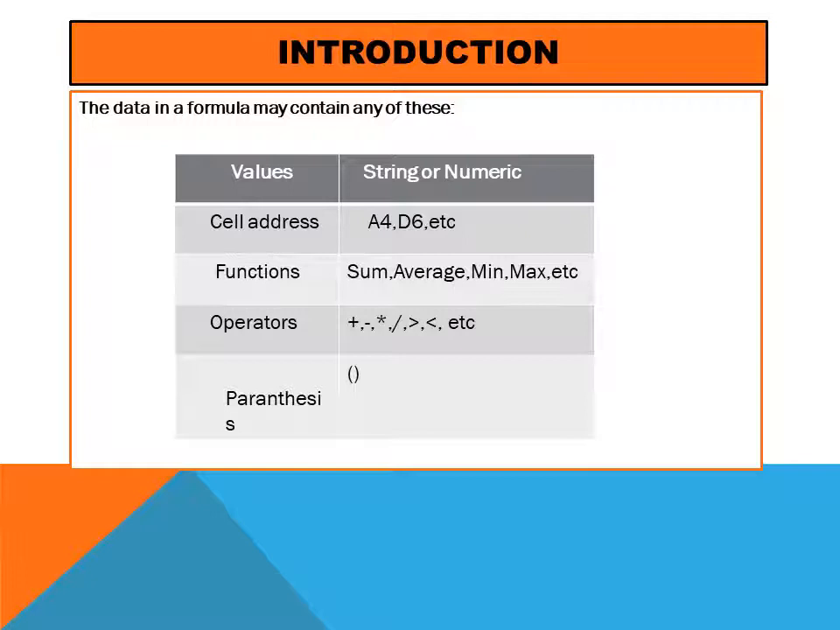A formula in MS Excel must start with an equal to sign and it can be 8192 characters long. So remember that any formula which we are writing in MS Excel should begin with an equal to sign and it could be 8192 characters long.